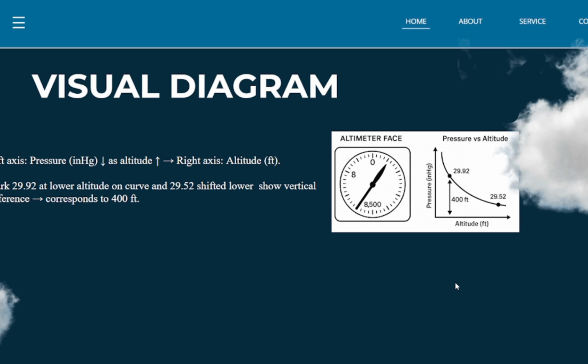See where 29.92 intersects and where 29.52 intersects. So look at where they intersect, okay? Notice the vertical distance between them is about 400 feet, and you can see that depicted here in the chart. That's our correction.